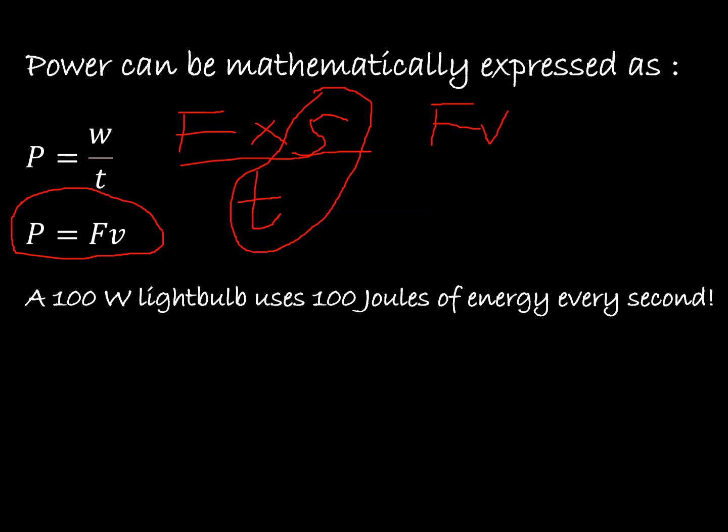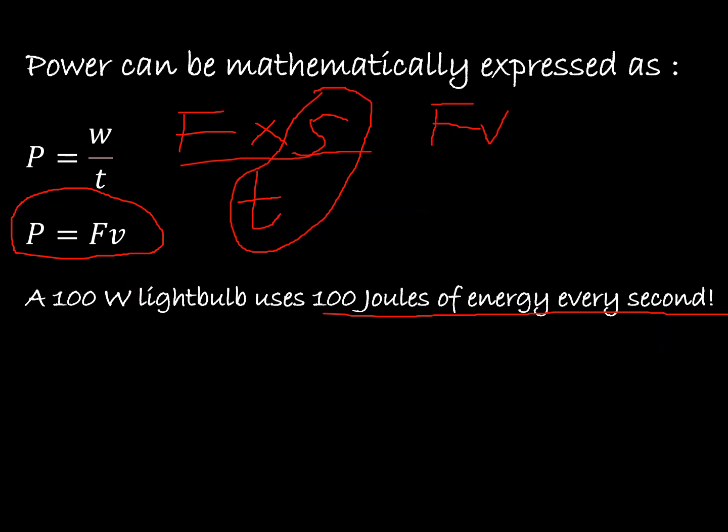In case you see on a light bulb that it is a 100 watt light bulb, it means that it uses 100 joules of energy every second. So for every second it dissipates 100 joules of energy. If it's 50 watts, it dissipates 50 joules of energy every second. That's what it means.